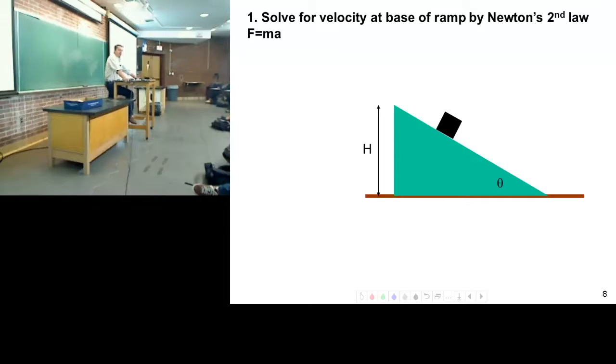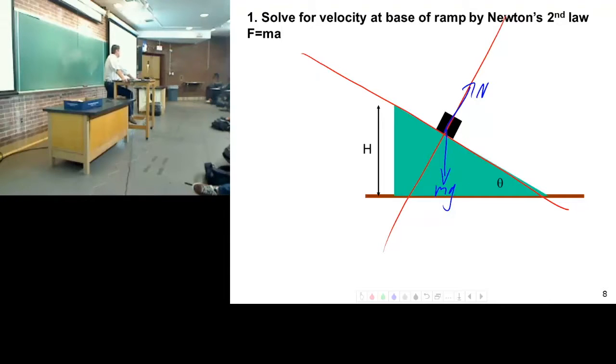What are the things I need to do? Well, put my xy axis there, right? Now what do I need to do? Draw a free body diagram, right? So what are the forces acting on that block? So I have gravity, mg. I have the normal force. It's a frictionless ramp.